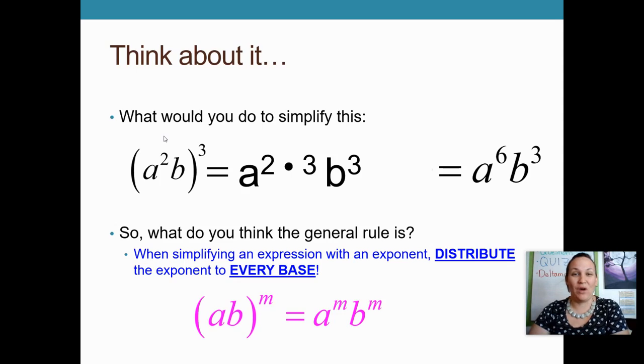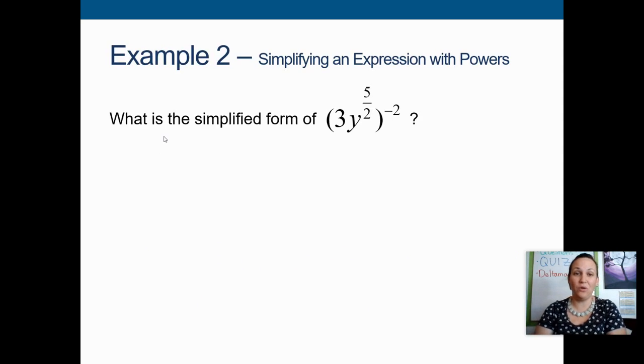Let's practice this a little bit more. So here's another example. In this problem, I have 3y to the 5 halves, and then that entire thing is being raised to the power of -2. My first step on this problem is to identify my bases. Now, a base is anything that is written normal sized. So I'm pretty sure we all realize that y is a base, but 3 is also a base. So if there is a number inside the parentheses, you do need to distribute your exponent to the number as well. So I will be distributing the -2 to the y and also to the 3.